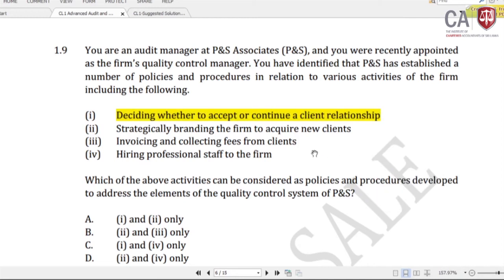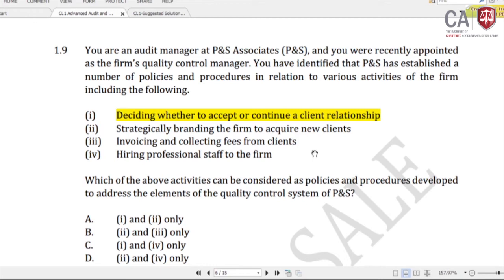And B, strategically branding the firm to acquire new clients. It's not quality. You do branding and marketing and get new clients, not quality assurance. It's an expansion or growing the business. And invoicing and collecting the fees from the client. Once you do the work, you invoice and you collect the money. It has nothing to do with quality. So it's a day-to-day normal routine activity of the audit firm.